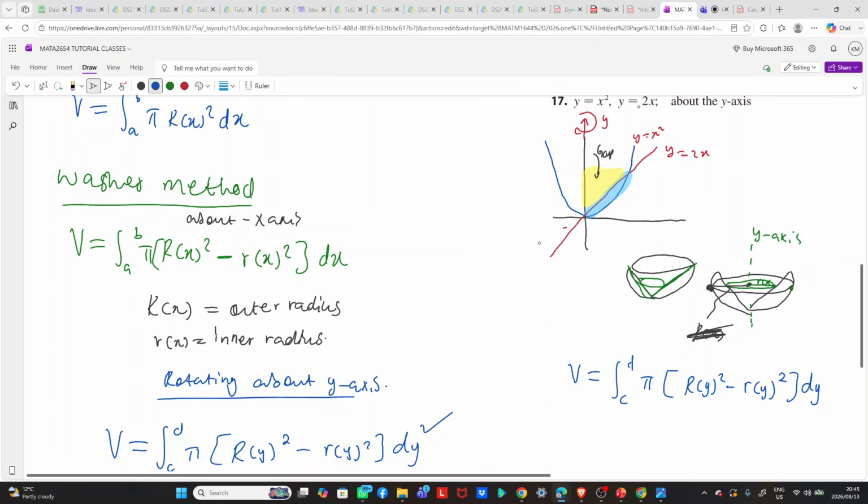Our outer radius, right? So we need R of y, and we have here y equals x squared. So that means x equals the square root of y. So our R of y, big R of y, is then the square root of y.